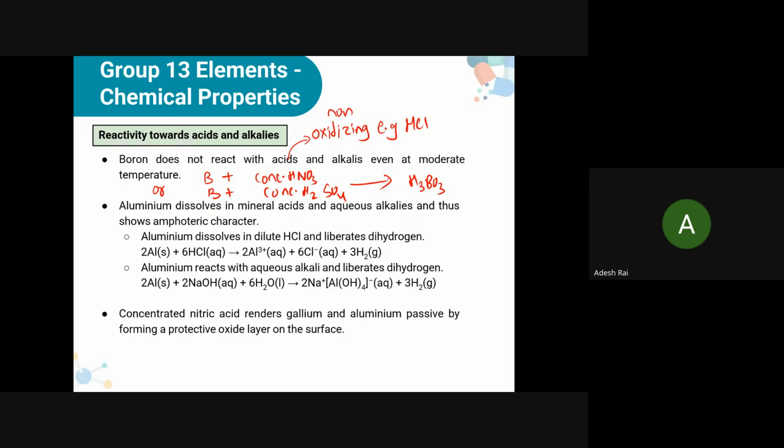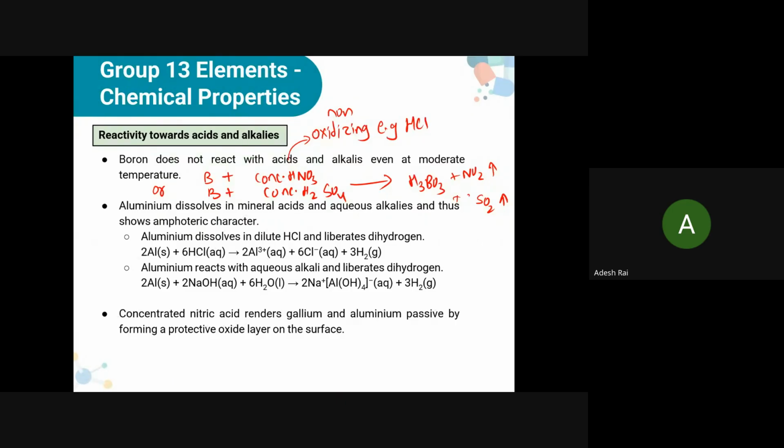H3BO3 will be formed, and if HNO3 is there, the side product will be NO2. And if it is reacting with H2SO4, then the side product will be SO2 gas. Is it clear to everyone? So, if someone asks, does boron react with acid? The answer is yes. But which acids? Only oxidizing acids. It does not react with non-oxidizing acids.